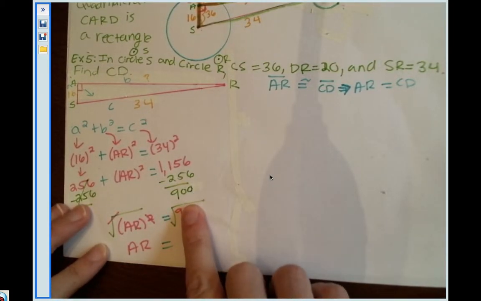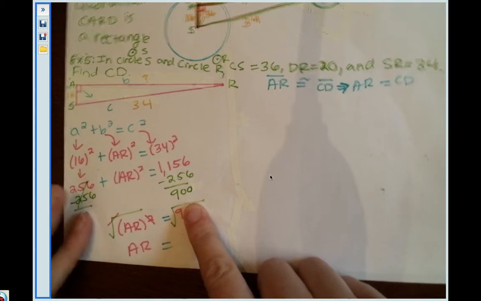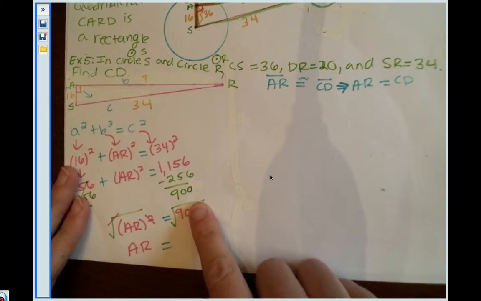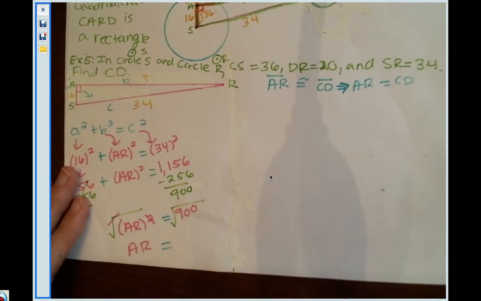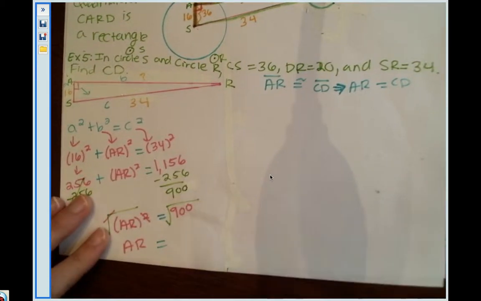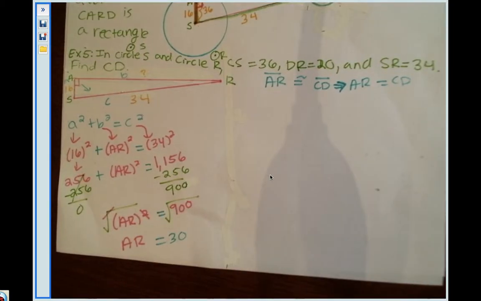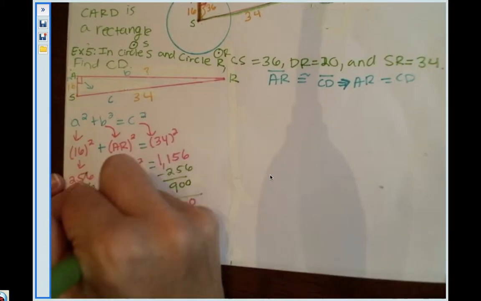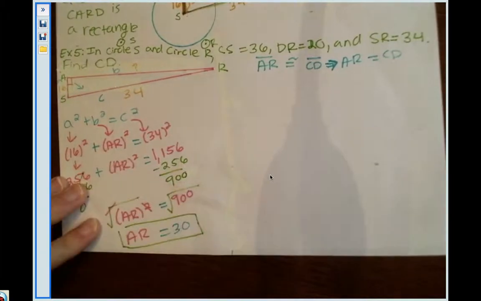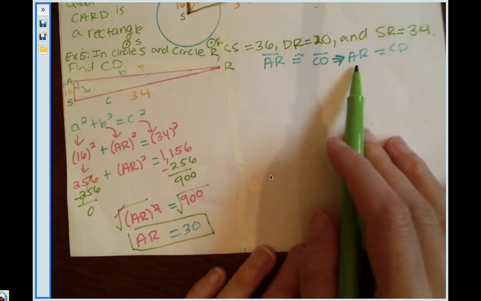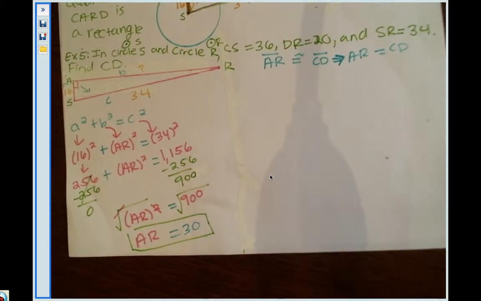Let's think about this. What times what gives me 9? Okay, 3 times 3 gives me 9. What times what do you think will give me 900? It is 30. You guys are on the same page as me all the time. Okay, so we know AR will equal 30. Which is very helpful because since AR equals CD, that means CD will also be 30.